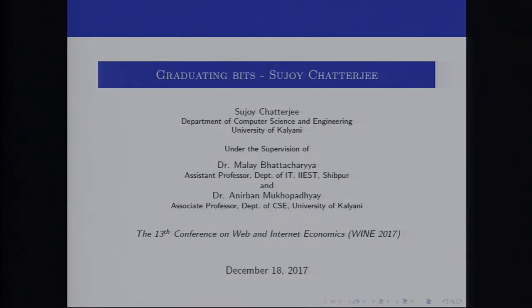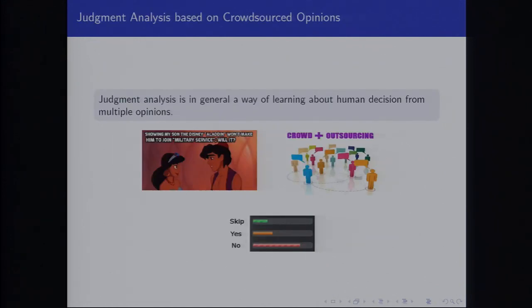So good evening everyone. I'll be talking in this poster session about my research topic, which is judgment analysis based on crowdsourced opinions.